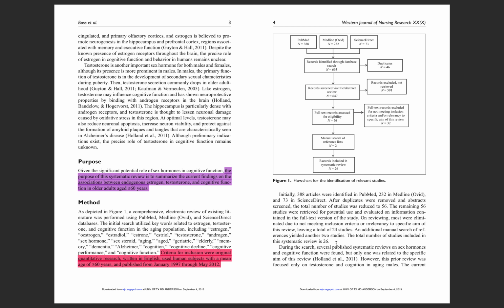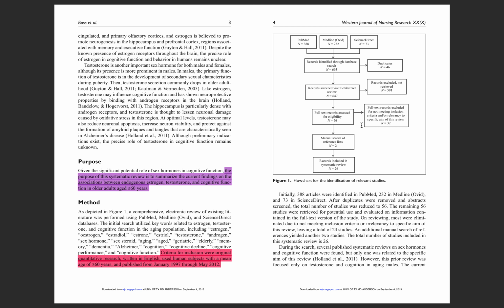Then I go on in the same manner as the other article to talk about how 388 were in PubMed, 232 were in Medline, 73 were in ScienceDirect. If you look right up here in this table, it's the same thing: 388 PubMed, 232 in Medline, 73 in ScienceDirect. So that's a total of 693. There were 46 duplicates, so that left me with 647. Looking through the abstracts and the titles, I was able to exclude 591, which left 56.